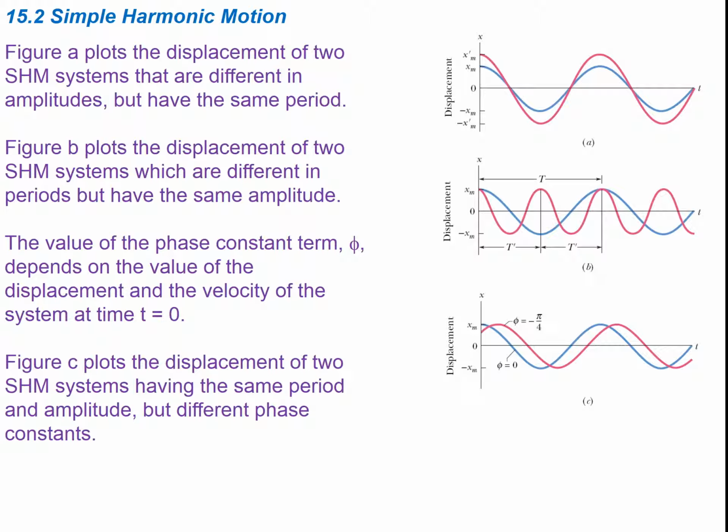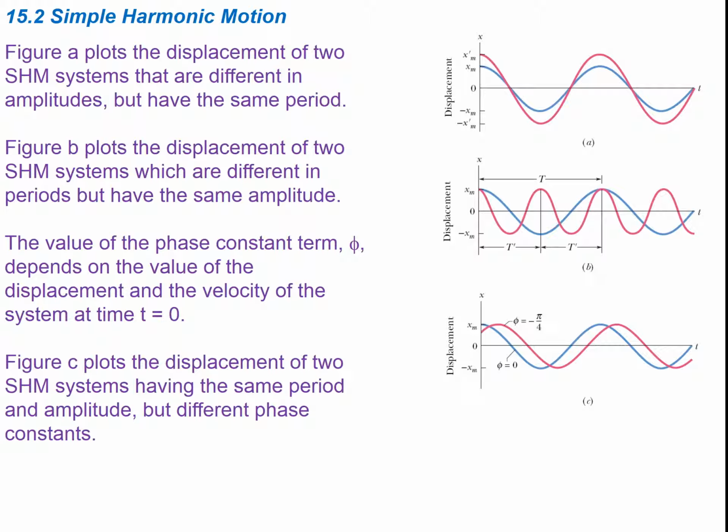So the value of the phase constant term phi depends on the value of the displacement and the velocity of the system at time equal to 0. So if you look at time equal to 0, you can see, depending on where your function is, is it in phase, which means that your phase constant is 0, or is it out of phase, which means you're going to have some kind of phase constant.